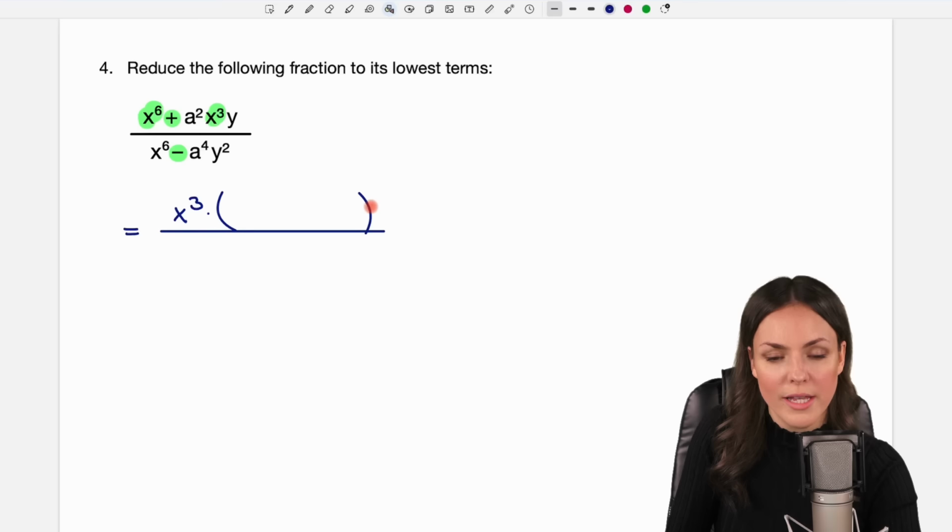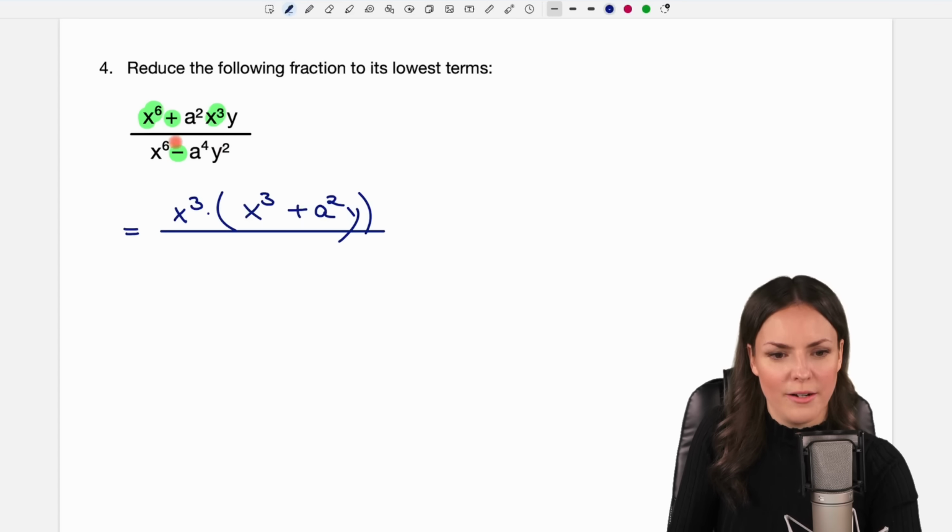What is left in the parentheses? We have our plus. In the first part, if we factor out x to the power of 3, we have 3 of these x's still in here, so x to the power of 3. And if we factor out this green thing here, we have a squared and y left in here.